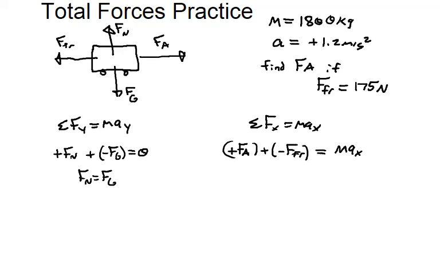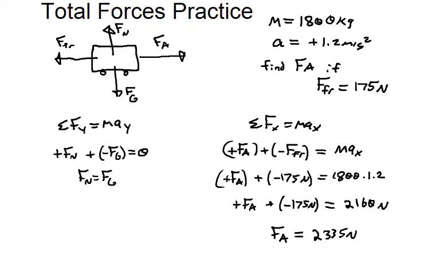All right, so we set up our sum of the forces, positive force applied plus the negative force of friction, and we add the value to the other side. We'll take 2,335 newtons for the force applied.